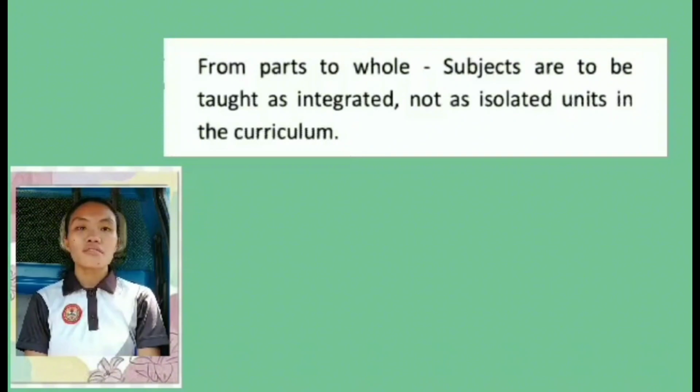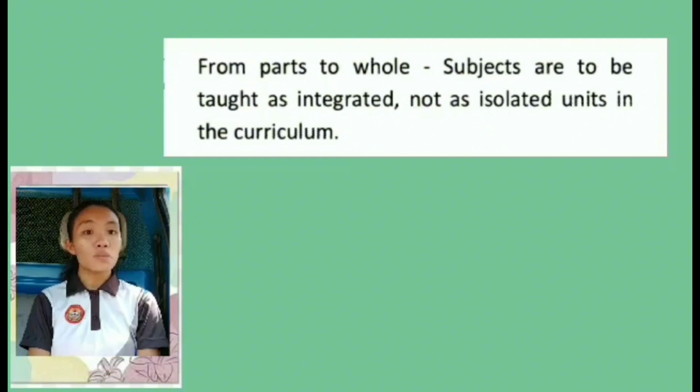So here, the first one is from parts to whole. Subjects are to be taught as integrated, not as isolated units in the curriculum. When we say from parts to whole, it is with any system. The whole is different from the sum of the individual parts. By shifting focus from the parts to the whole, we can better grasp the connection between the different elements.